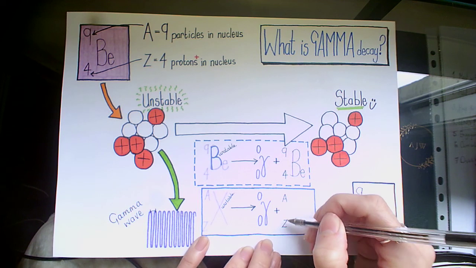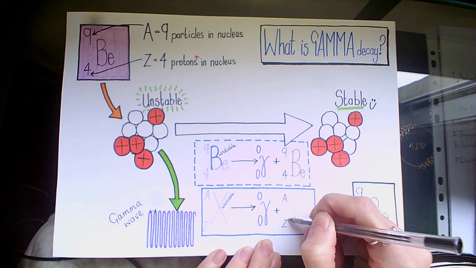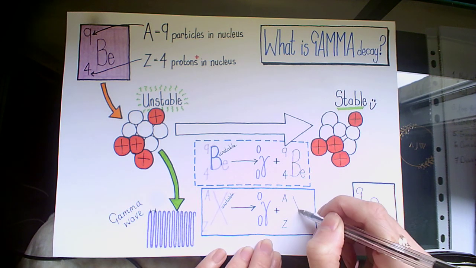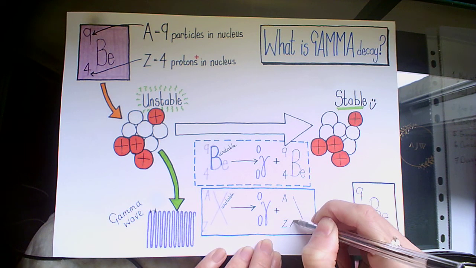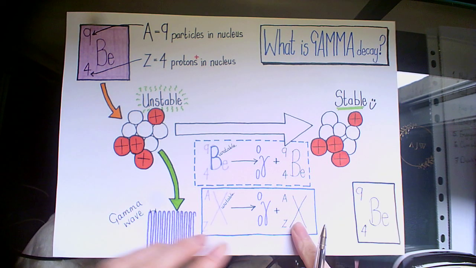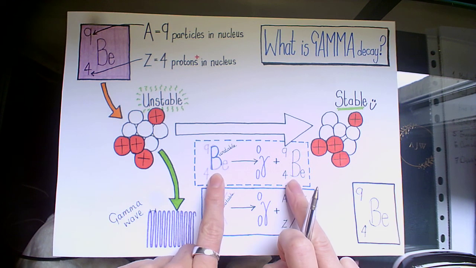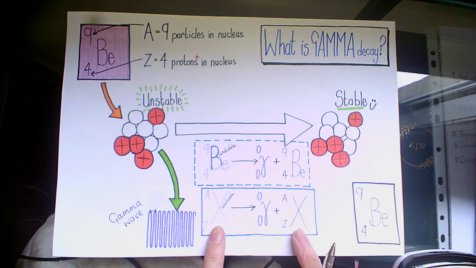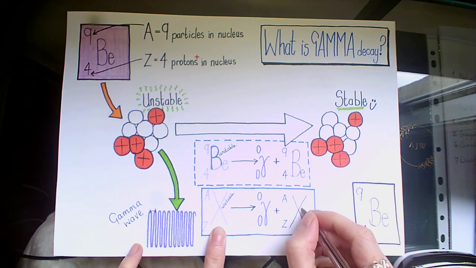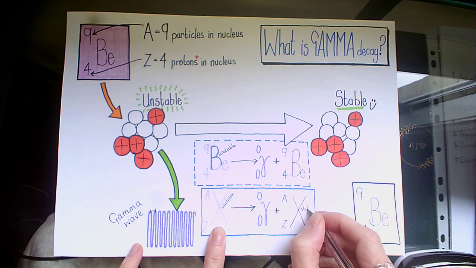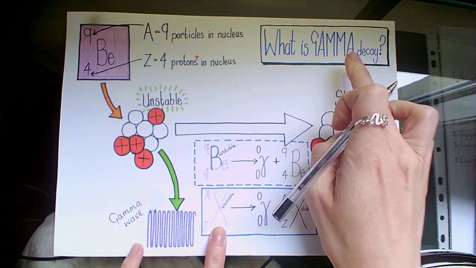And because A, and particularly Z, has not changed down here, we can know that the atom still has the same identity as it started with. So in the example, it started as beryllium and ended as beryllium. So in the general terms, it started as X and it ends as X, where it's now nice and stable. And that is gamma decay.